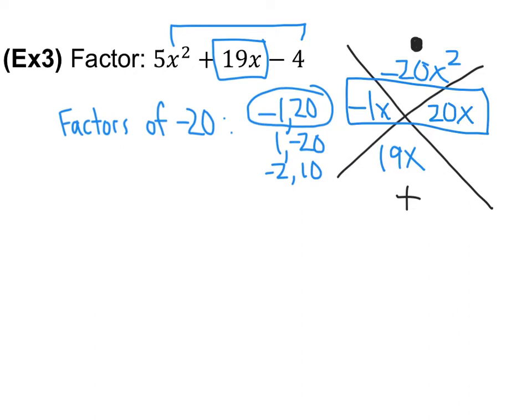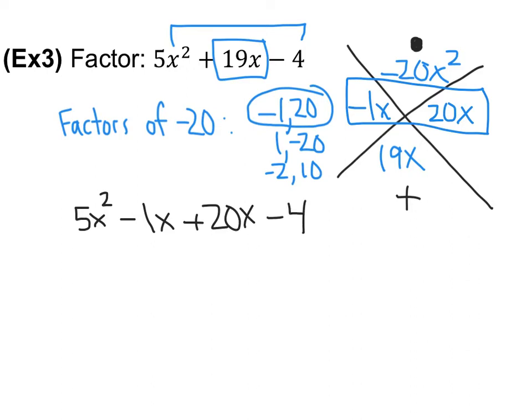Okay, we've just done the crisscross. Let's now split the middle term. So I rewrite our original expression, the 5x squared plus 19x minus 4, but I'm going to replace that middle term. What's inside the rectangle gets replaced with what's inside the rectangle with our crisscross. So instead of 19x, we're going to put minus 1x plus 20x and then minus 4.